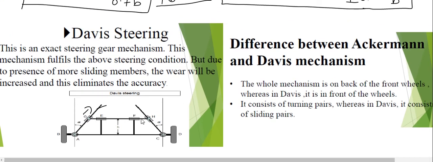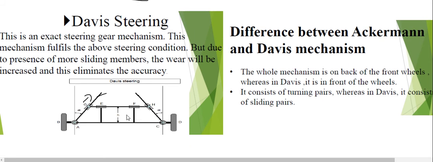But the problem is, because of the sliding, that forms a surface connection, and we know that is a lower pair, so the wear and tear will be increased, and that eliminates the accuracy required over a course of time for steering. So the Davis steering gear mechanism is normally not used. Ackermann is used nowadays because, due to the wear and tear in these sliding pairs, the steering mechanism will not be accurate over time.